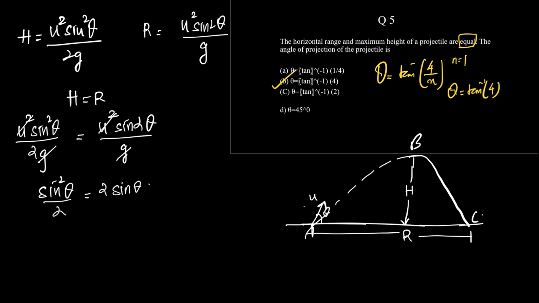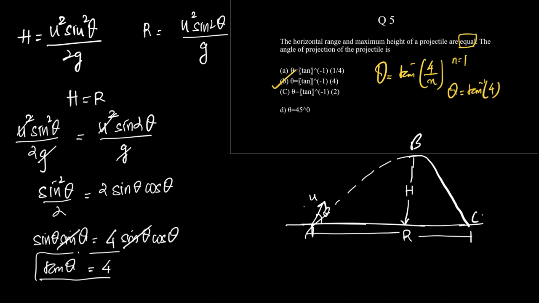Sine 2 theta is 2 sine theta cos theta, which means sine theta into sine theta is equal to 4 times sine theta cos theta. Sine theta by sine theta is 1. So what we get is tan theta is equal to 4, right? Now, this was the basic understanding we should have regarding this equation.